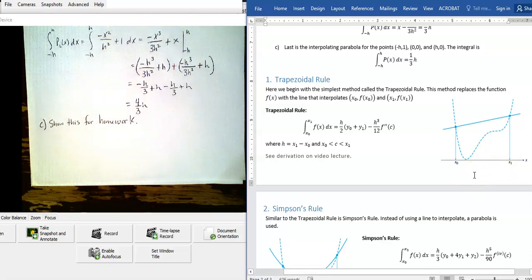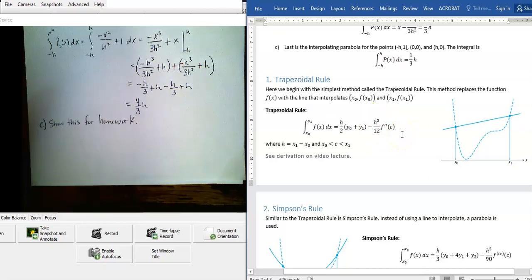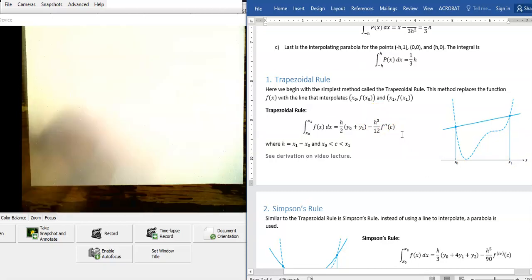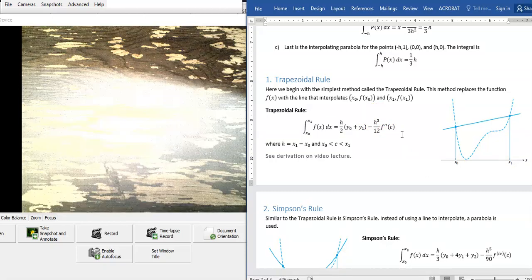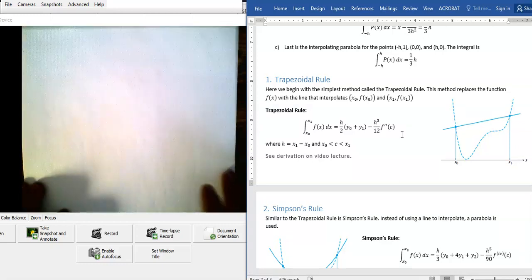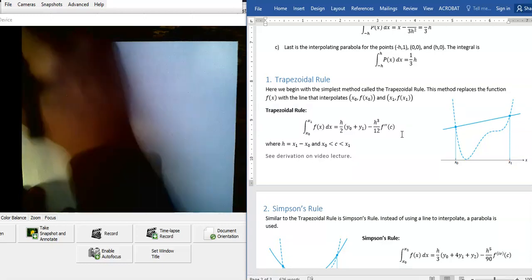Okay, so here's the trapezoidal rule. It says that the integral from x0 to x1 of some f of x dx is equal to this term here minus h to the third over 12 times f double prime. This will be the error of our approximation. So let's go through the derivation of that particular method, the trapezoidal rule.